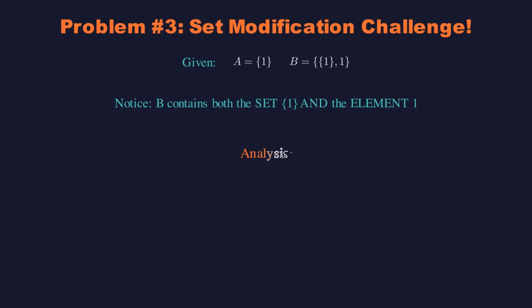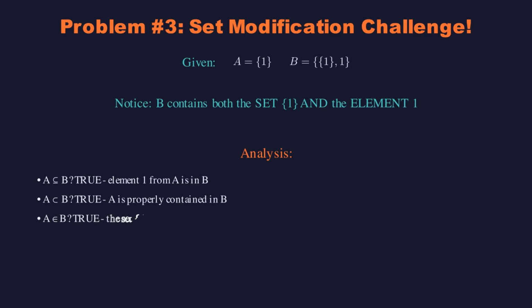Is A contained in B? Yes, because the element 1 from A is in B. Is A an element of B? Also yes, because the set 1, which is exactly A, is an element of B. This is a perfect example of how a set can be both a subset and an element of another set.